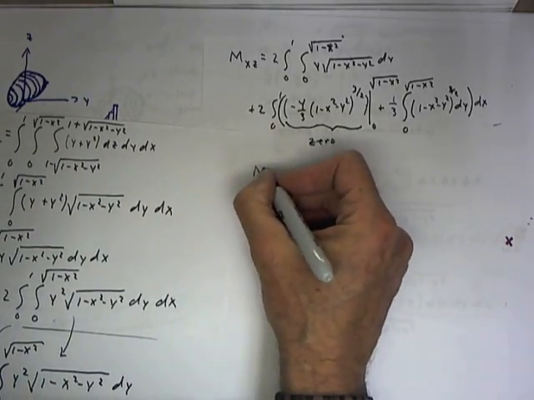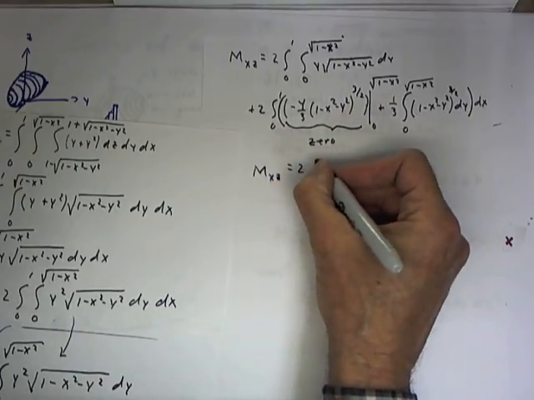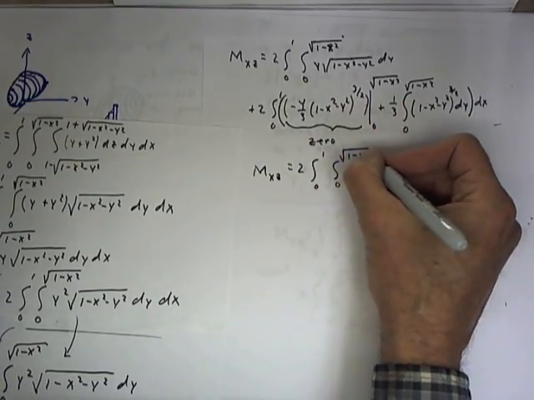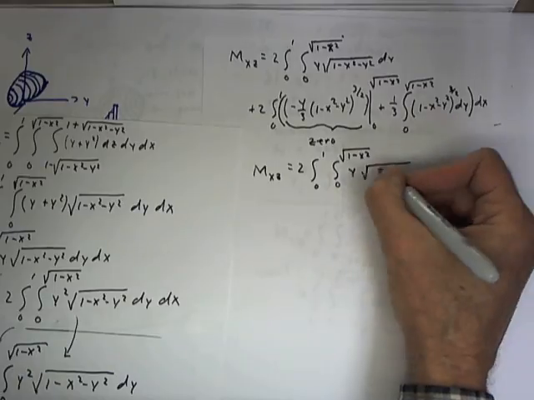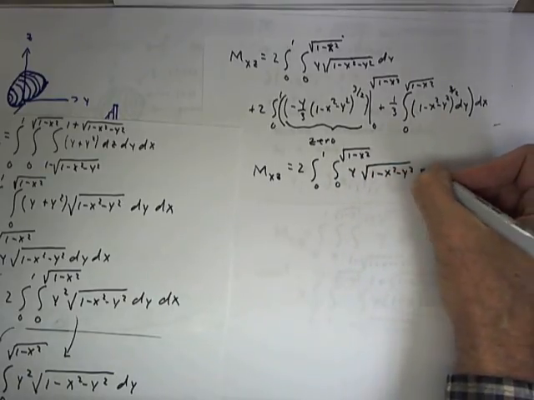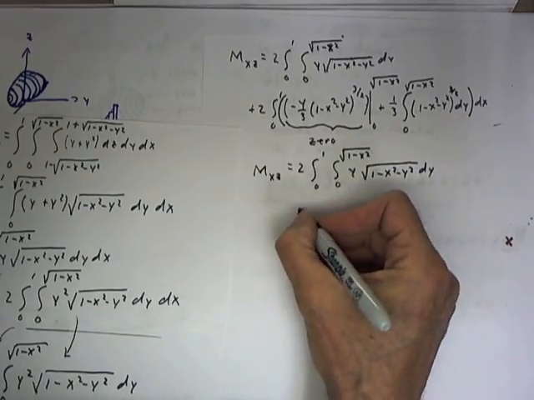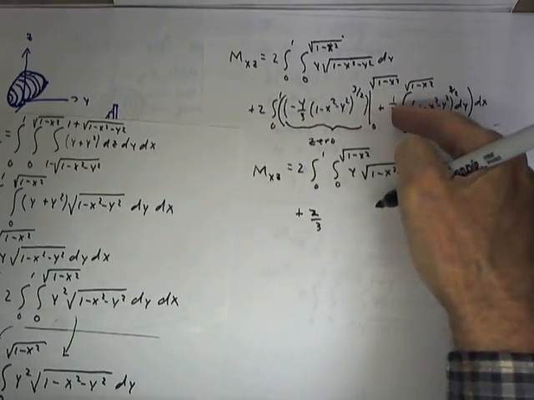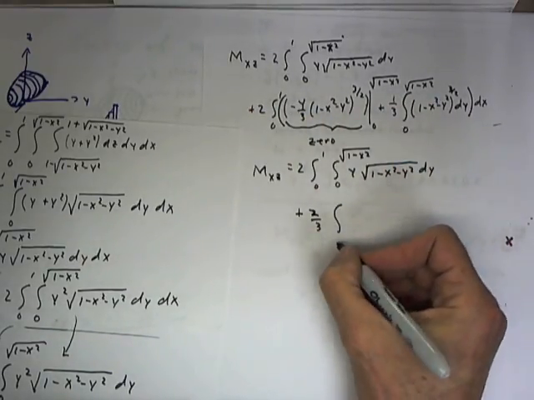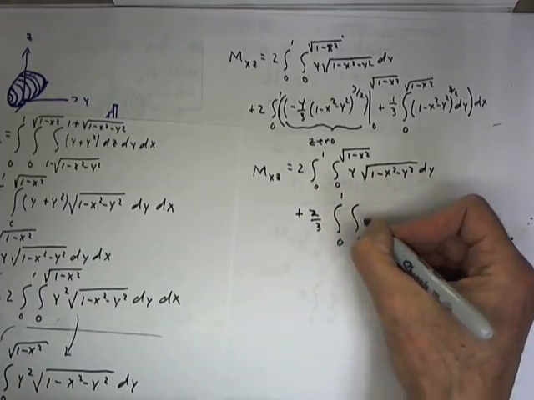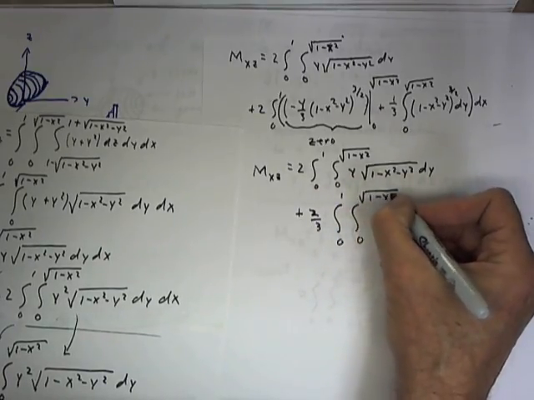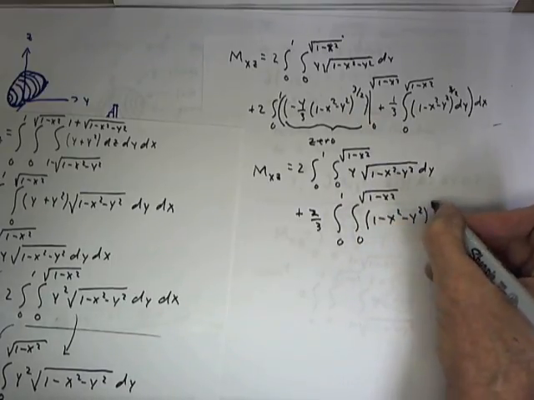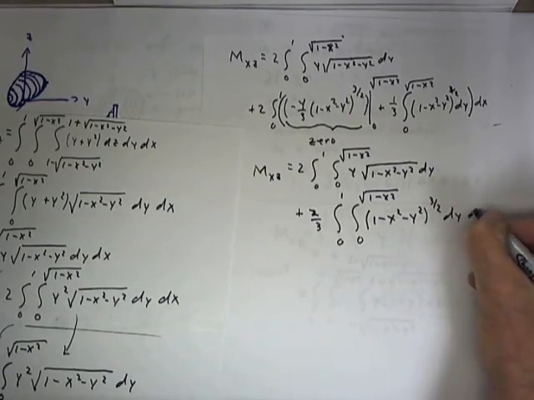So we can write our x moment Mxz equals 2 times the integral from 0 to 1 times the integral from 0 to the square root of 1 minus x squared of y times the square root of 1 minus x squared minus y squared dy, plus 2/3, 2 times 1/3 of the integral from 0 to 1 of the integral from 0 to the square root of 1 minus x squared of the quantity 1 minus x squared minus y squared to the 3/2 dy dx.